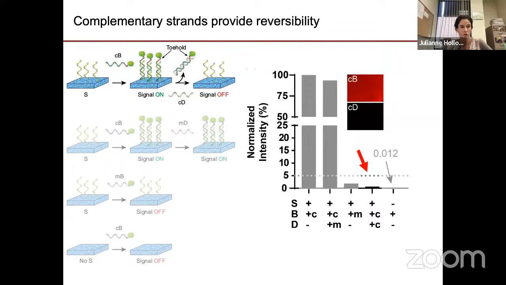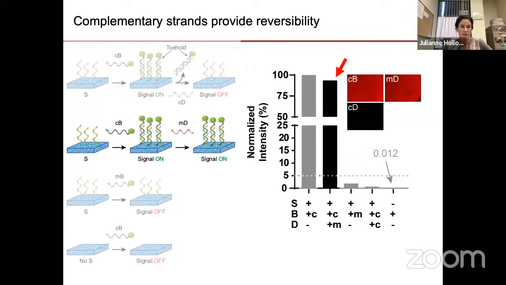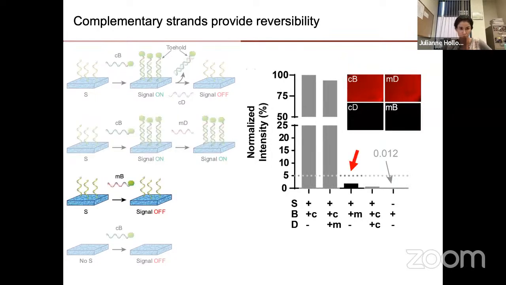If you look at some of our controls, first, if the signal is on and we try to add a mismatched displacement strand, you'll notice that the signal remains on. And so the fluorophore remains and the signal stays quite high. This demonstrates that the displacement strand needs to be complementary to the biomolecule strand. We can also try to add a mismatched biomolecule strand to the surface strand, and we see that no signal appears, demonstrating that the biomolecule strand needs to be complementary to the surface strand.